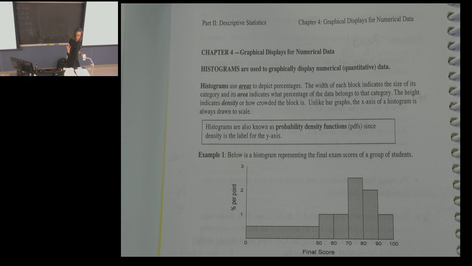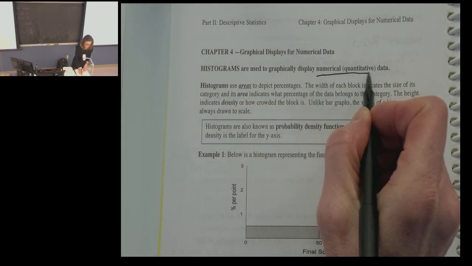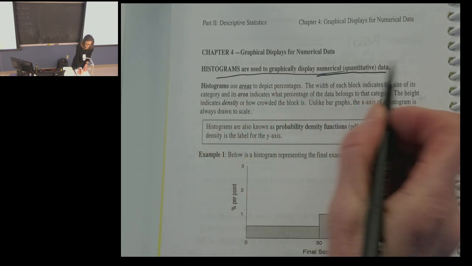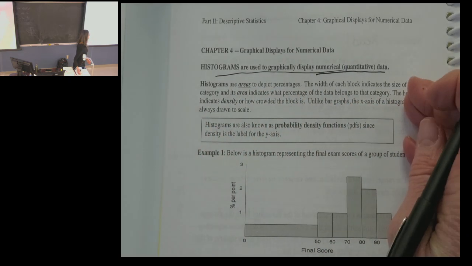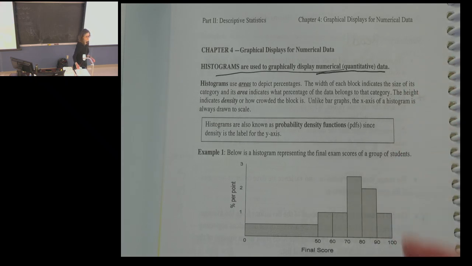Let's do it then. The main graphical display of the data you'll see in this class and in most of statistics is something called a histogram. It's a way to graphically display numerical data, not categorical data. Numerical data can be described with a number, not a category. Like your height is numerical data, your favorite color is a category.